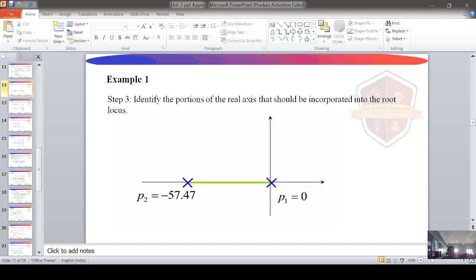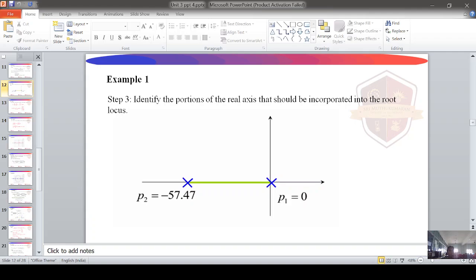Step 3. Identify the portions of the real axis that should be incorporated into the root locus. So we have to mark the poles P1 and P2. We choose any test point on the negative real axis. We have to check the right side of the plane. If an odd number of poles are on the right side, that part of the root locus is available. If an even number of poles are on the right side, we have to check the right side of the plane.